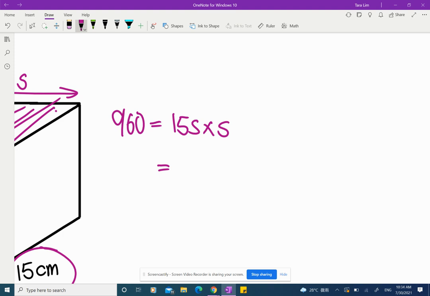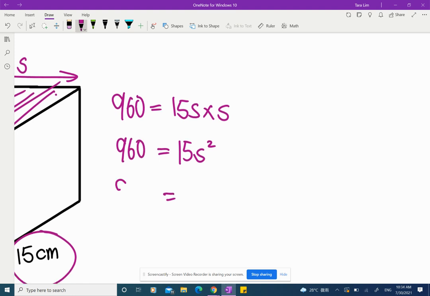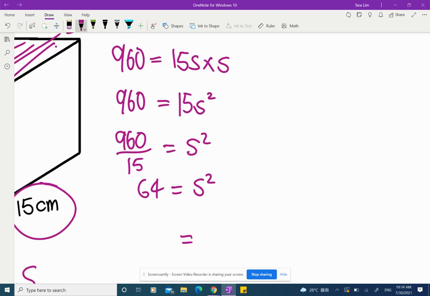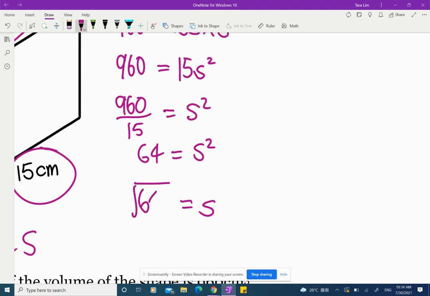Now we want to solve for S. We know that the volume is 960. But we're not trying to solve for the volume, we're trying to solve for the length of AB, and we know that AB is the same as S. So 15S times S is 15S squared, which is 960. Now 960 divided by 15 will give us S squared. Again, it is 64. Now I want to know S only, so the square root of 64, and S is 8.